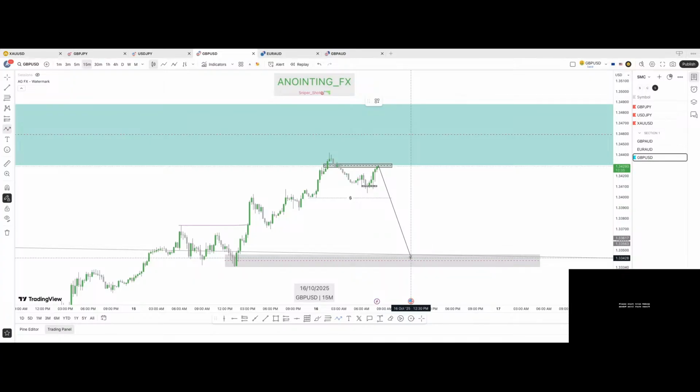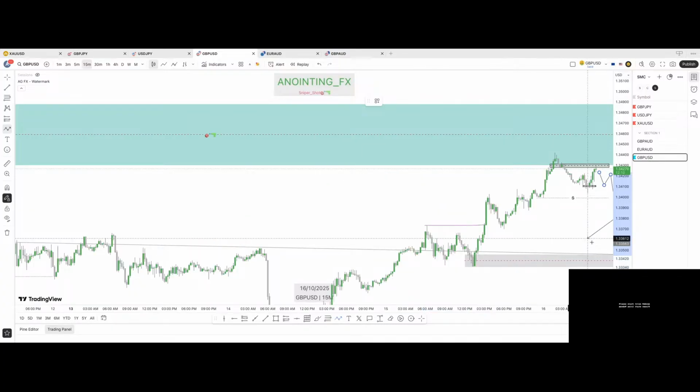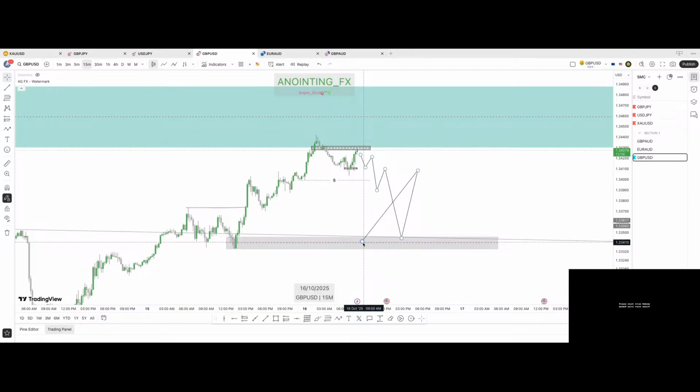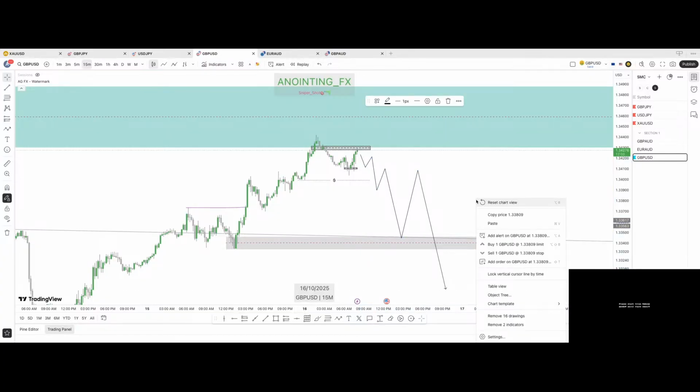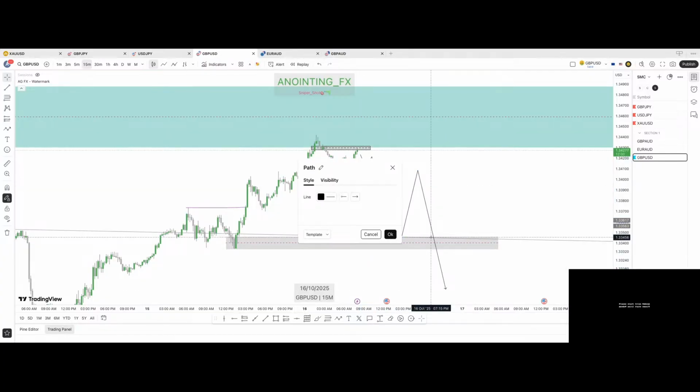As price is coming, it's going to create different other blocks on its way. So we are likely to get something like this. As it's going back, we are going to mitigate any of the higher time frames' POI, and then we drop more to the downside, and we drop more to the daily time frame zone. So that is my view on GBP USD.